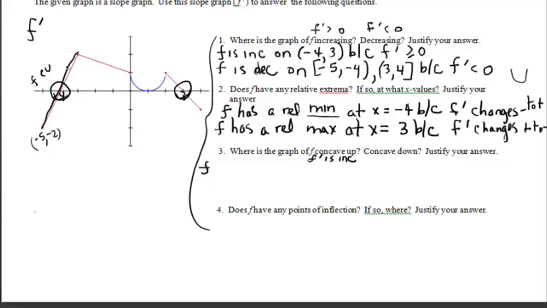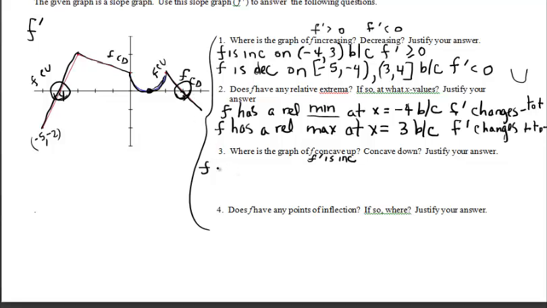F is concave up. F prime is decreasing. It continues to decrease until we get to here. So that means that the function is concave down. Then for a little bit of time, the graph is concave back up, because f prime is increasing. And then the graph of f prime is decreasing, so the function is concave down.